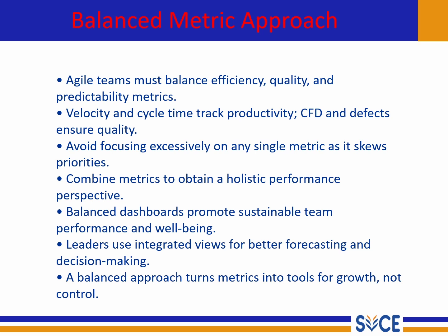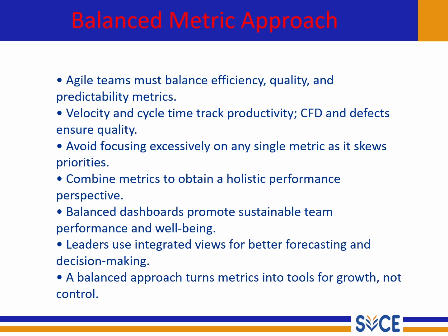So far we have seen a lot of different agile metrics: velocity, cycle time, defect density, CFD and so on. But there is an important question: is it enough to track just one or two of them? The answer is no. In agile, success comes from a balanced view. So agile teams must balance efficiency, quality and predictability.